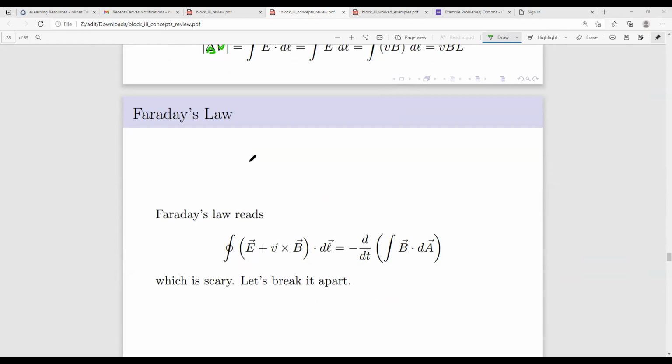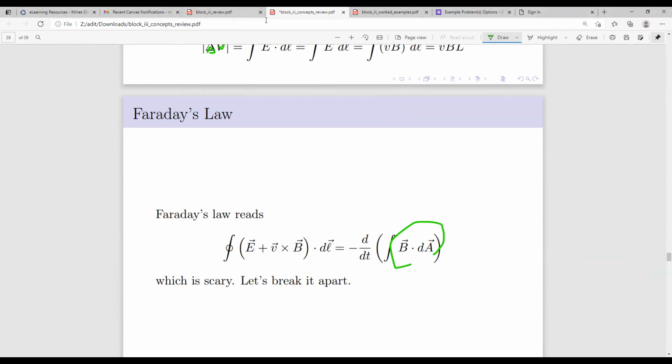So if you just straight up look on your equation sheet, Faraday's law is going to be this big, scary expression. It's going to be the closed loop integral of the electric field plus the velocity crossed with the B field dotted with dl. That's somehow equal to the negative derivative of whatever this is. Maybe that's sort of looking like flux.